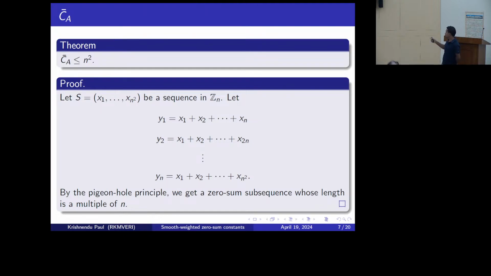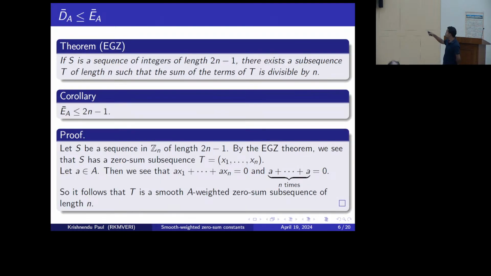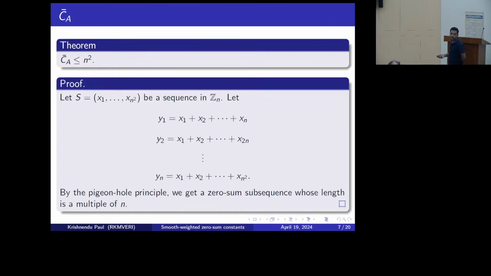And now like the previous one, here also as we get a subsequence of length multiple of n, by multiplying by a weight, obviously the weighted combination is 0 and the sum of the weights will also be 0. Okay, fine.